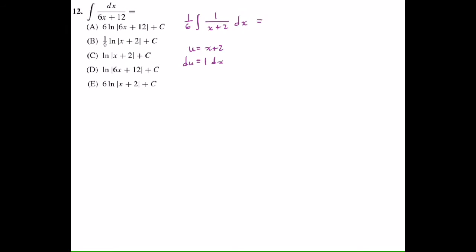We're going to have 1/6 in front, and I'm going to take that denominator out and put a u, and then we have du. Now, the antiderivative of 1 over u is natural log of u, so I have a 1/6 multiplying the natural log of u, and then I got to sub u back in, so I have 1/6 natural log of x plus 2.